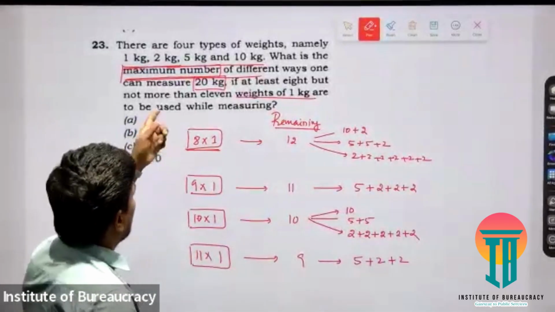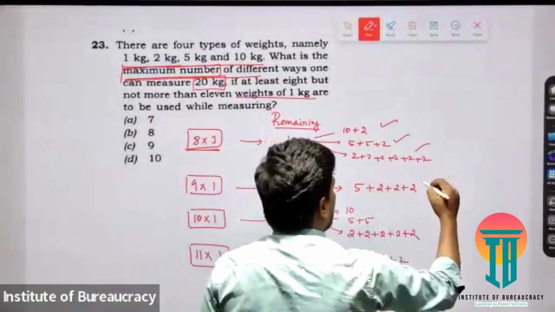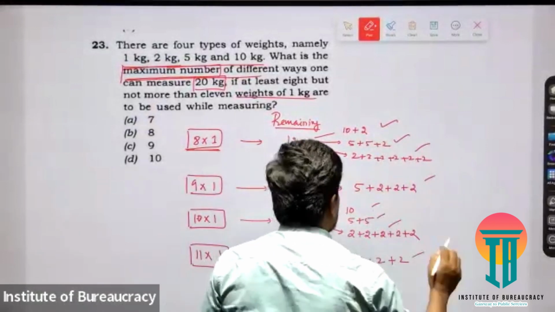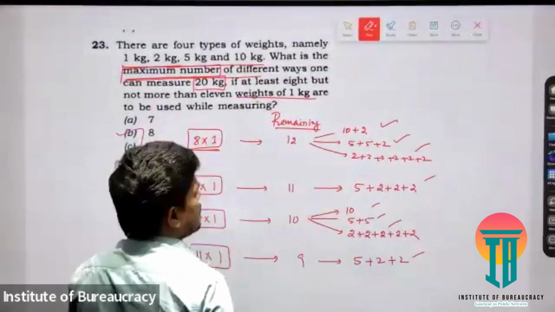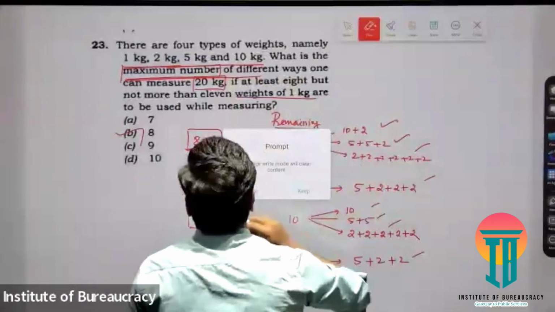The question is maximum number of different ways. How many ways here? 1, 2, 3, 4, 5, 6, 7, 8. 8 ways. 8 ways is the answer for this question. Okay. The next one.